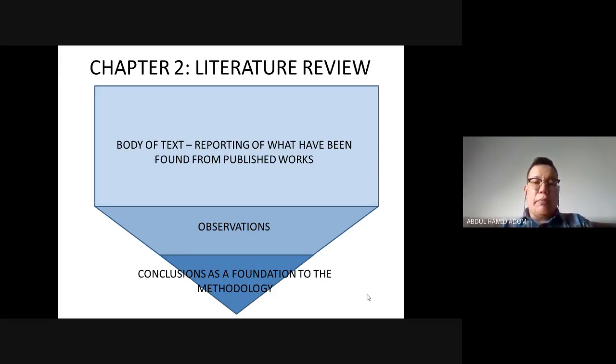What it means, this final part, the conclusions as the foundation to the methodology, is that what you are trying to do, what you will report in chapter 3, does not come from thin air, but is actually a conclusion after you have read what you're supposed to do. Okay? So if you do this, the reader will not question why and how you choose the methodology that you do.